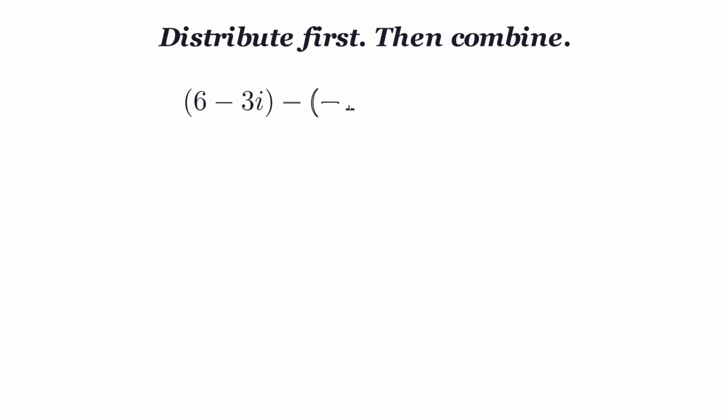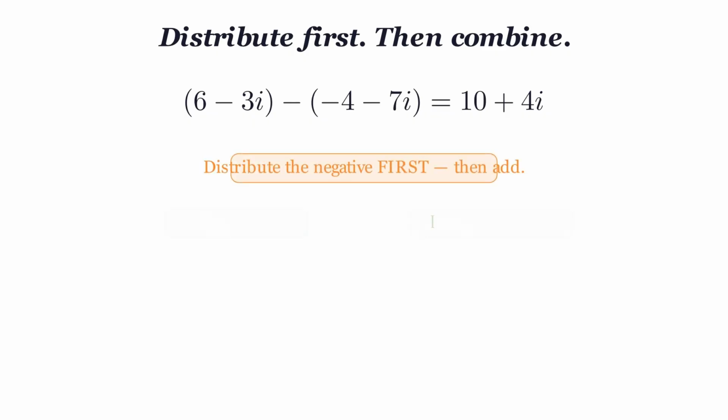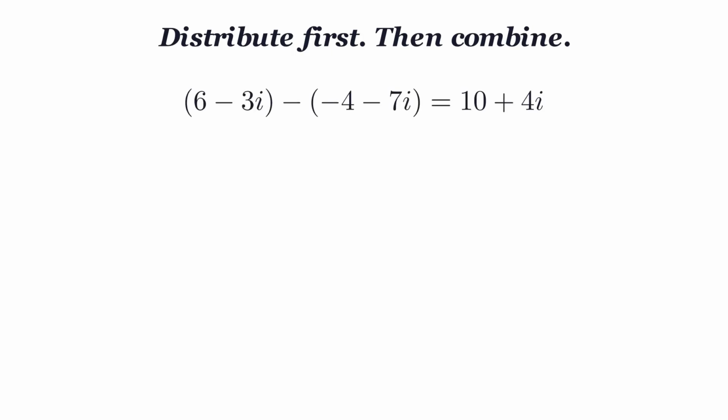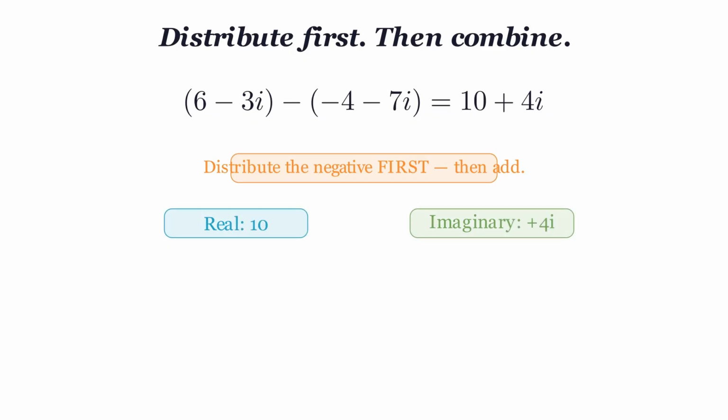And here is the key takeaway. Subtracting complex numbers is not harder than adding them. It is the same process with one extra step at the beginning. Distribute the negative first. Then combine like terms exactly as before. Clean, simple, and consistent every single time.